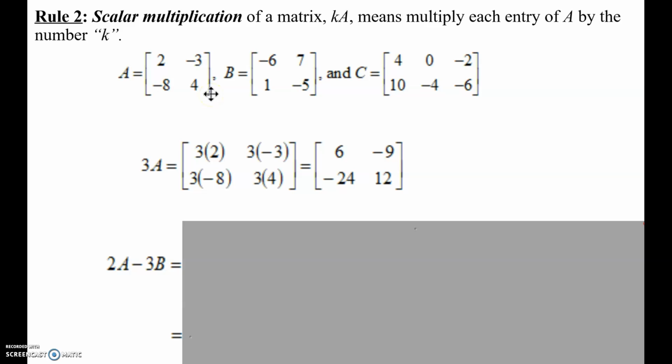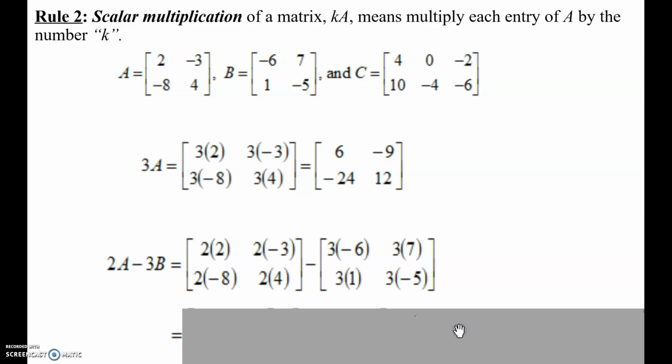We can sometimes combine scalar multiplication with addition and subtraction. So my second example here is 2A minus 3B. So what we would first have to do is multiply everything in matrix A by 2, and then multiply everything in matrix B by 3, and then we're going to subtract those results. So order of operations still applies here. Always do your multiplication before you do your addition and subtraction.